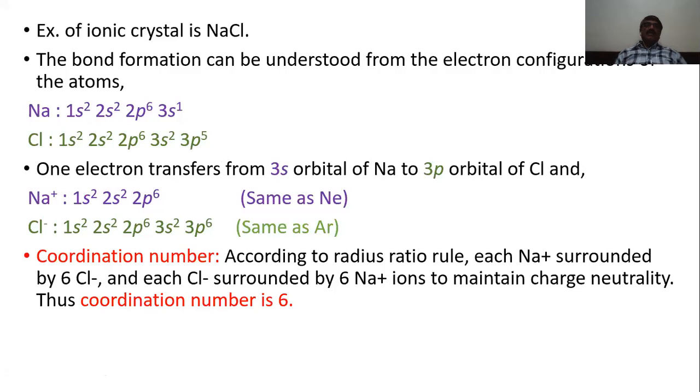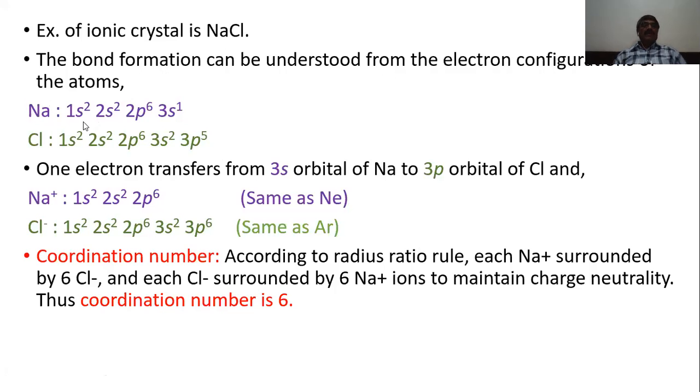Now, let us look at an example of an ionic crystal. As I have told you, the best example of an ionic crystal is NaCl. Now, how is the bond formed in the NaCl crystal? The bond formation can be understood from the electron configurations of the atoms that take part in the formation of the NaCl crystal, and those are the Na atom and the Cl atom.